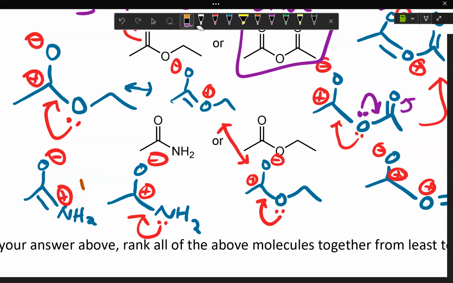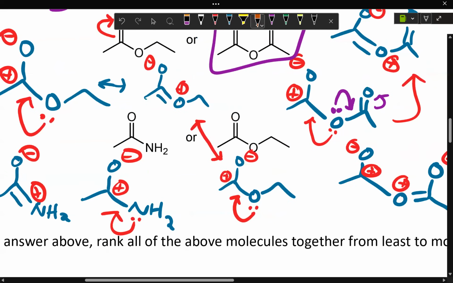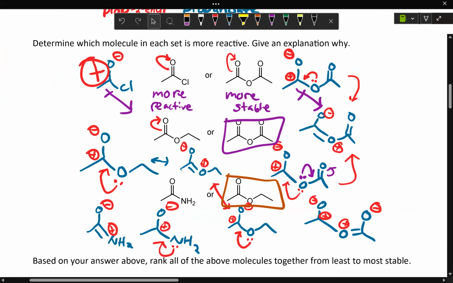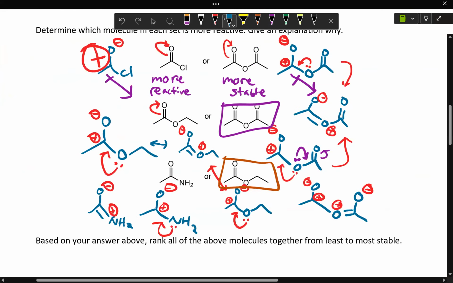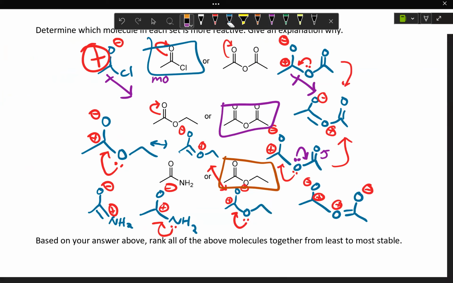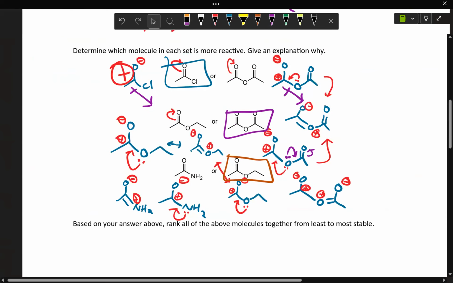That makes the amide resonance structure more stable than the ester resonance structure. Hence, the amide is more stable and the ester is more reactive. So those are the answers. Okay. Next one.